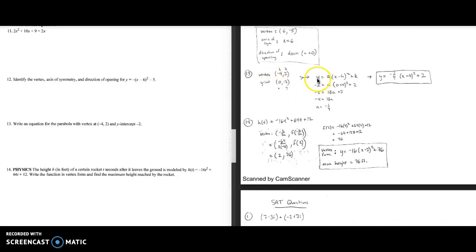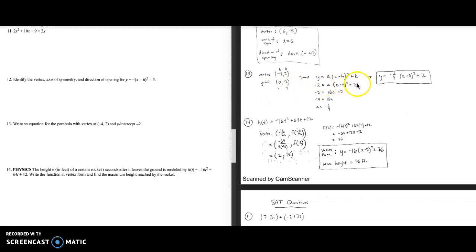What you're going to do with this is set up the formula of vertex form, and we're going to plug in the values we know. So we know the vertex is h and k, -4 and 2. And the other point, the y-intercept -2, is the point 0, -2. Those are an x and a y value. So you plug them in for x and y.